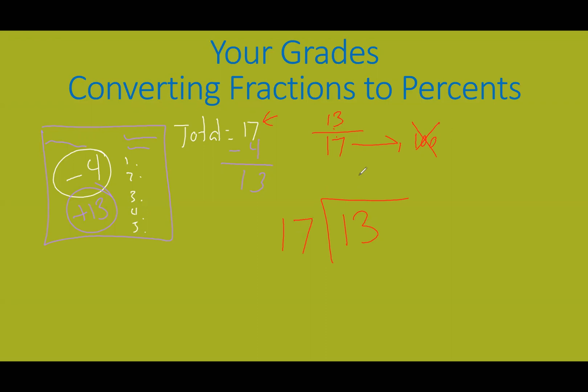Can 17 go into 13? No, it cannot. So I'm going to break it up, and I'm going to add tenths now. So now I have 130 with 17. I could do guess and check, or I could use that wonderful hashtag helper that Miss Spalding taught us about. 17 times 1 is 17. 17 times 2 is going to be 34. And add another 17 to that.